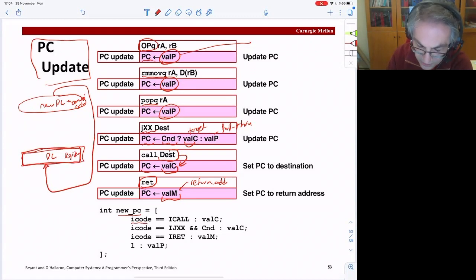So in this case, if the icode is a call, then it should return valC. If it's a conditional jump and the condition is true, then it's valC. If it's a return, then it should be valM. And for the default, it should be valP.